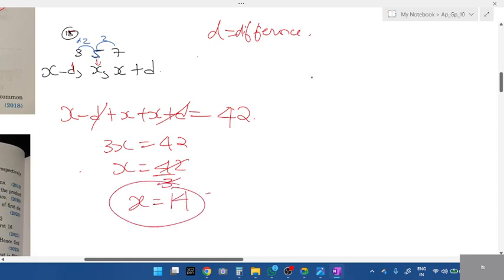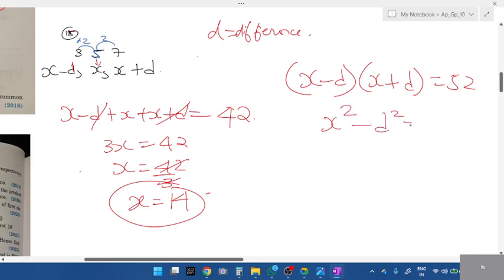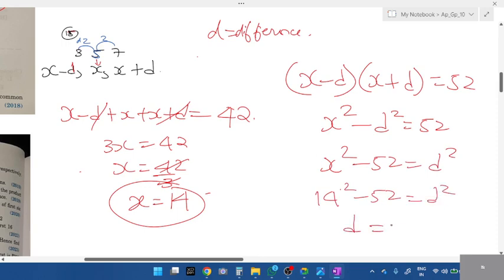14. Next, the multiple of first and last term. First term times last term is 52. This is the second statement given. x square minus d square is equal to 52. Shift this: x square minus 52 is equal to d square. x square is 14 square minus 52 is equal to d square. If you calculate, you will get d is equal to 12.